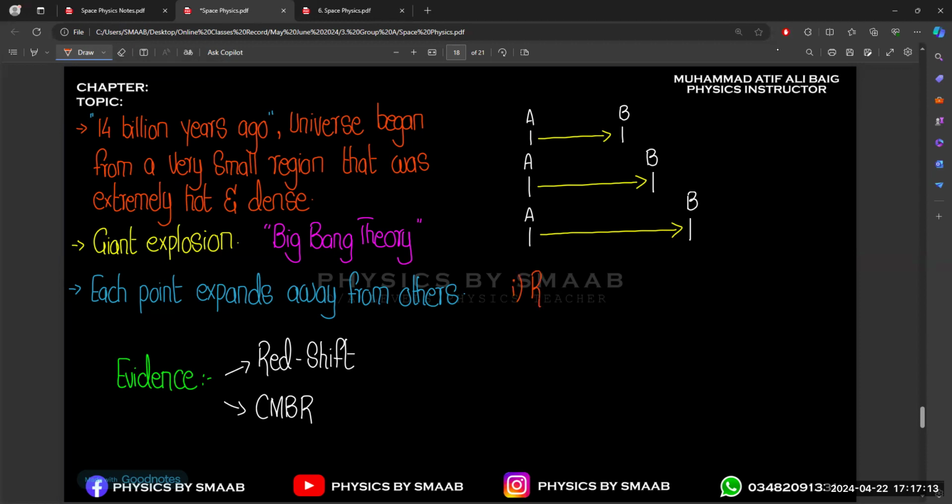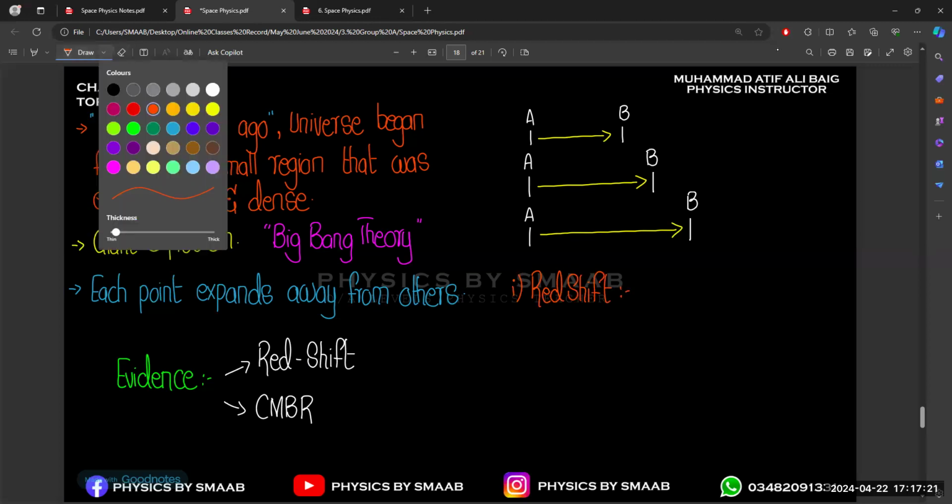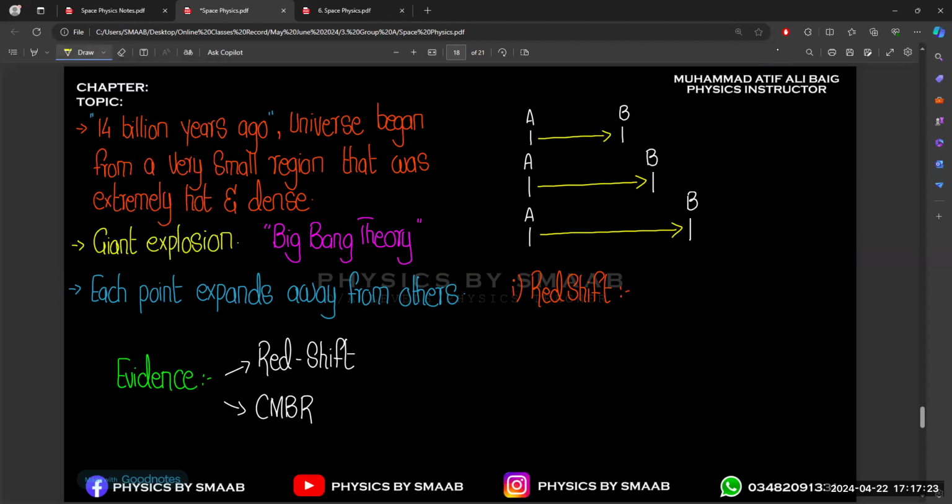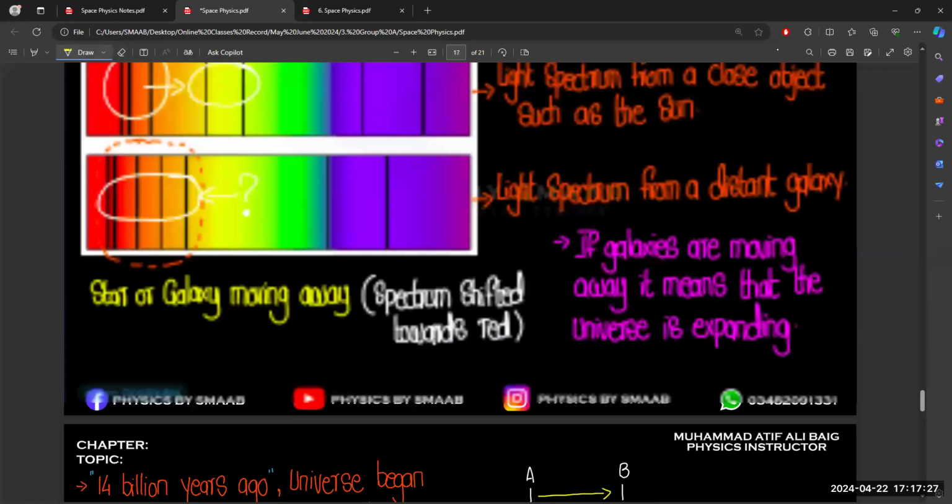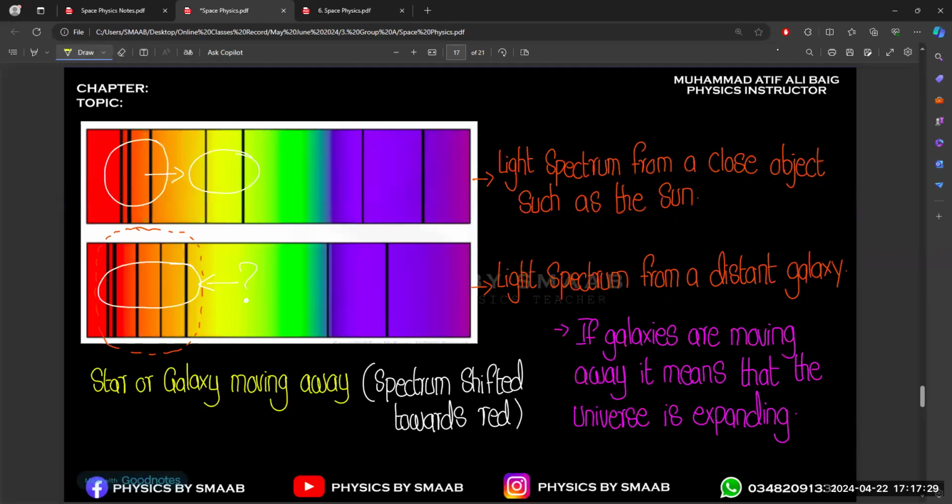Redshift. So with the help of redshift, we can explain the evidence of the Big Bang, and we will explain it like this. The last time we discussed the diagram of this pattern, and this electromagnetic spectrum helps us to understand the idea of the bodies or the universe moving away from each other.